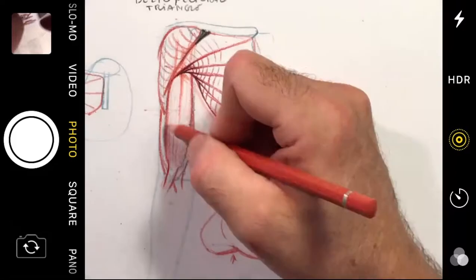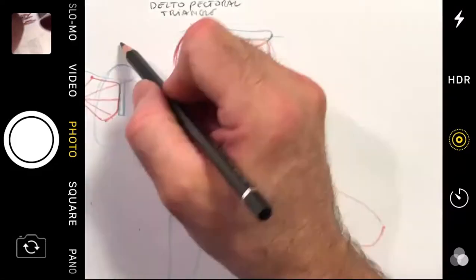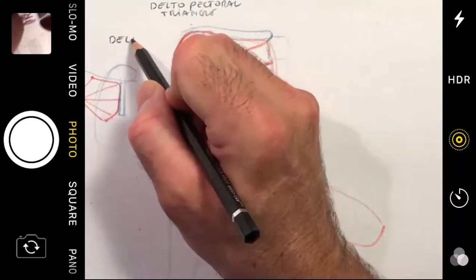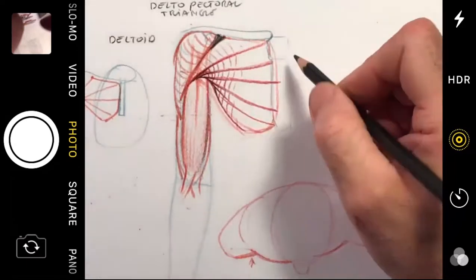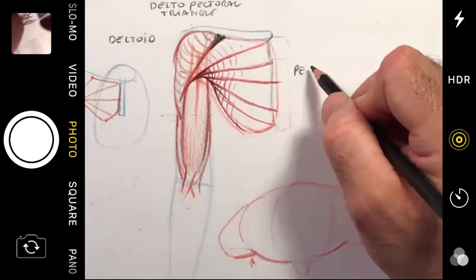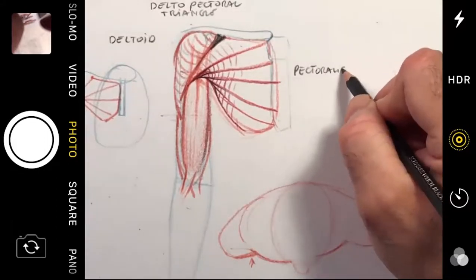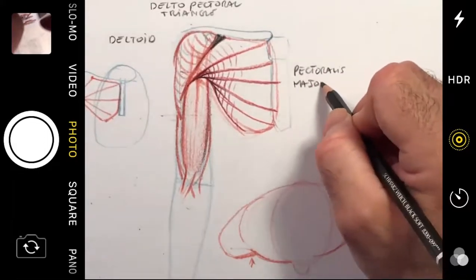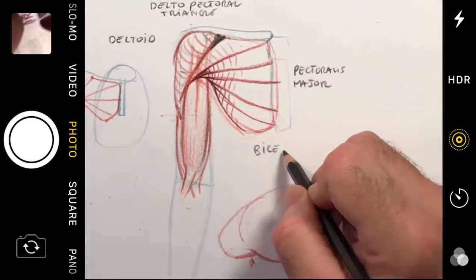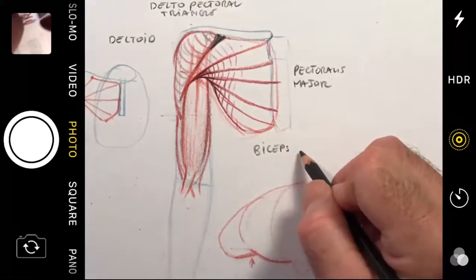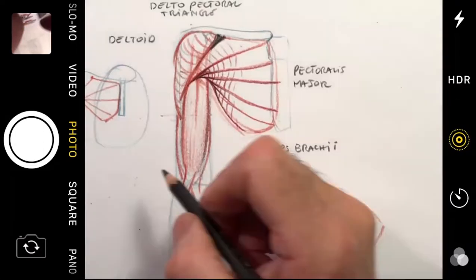So let's write the name, right? Let's write a little bit of names here. So deltoid, pectoralis major, bicep brachii, brachialis.